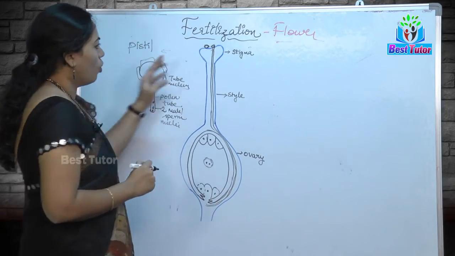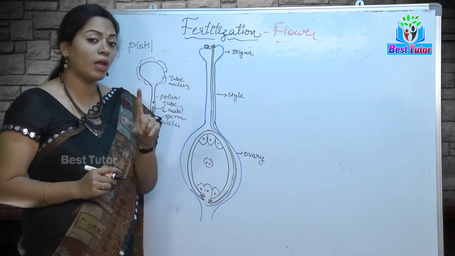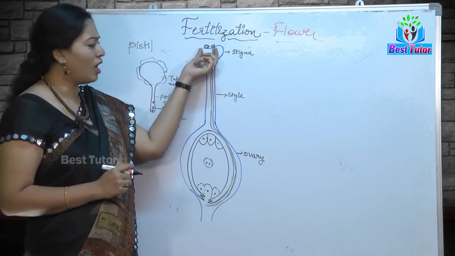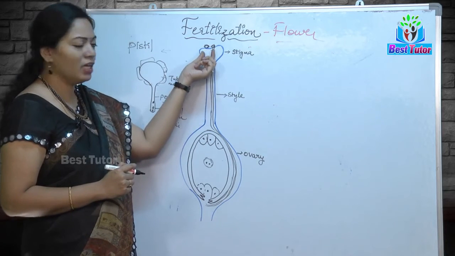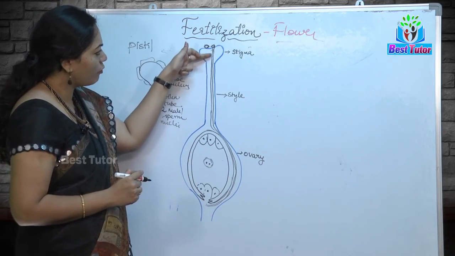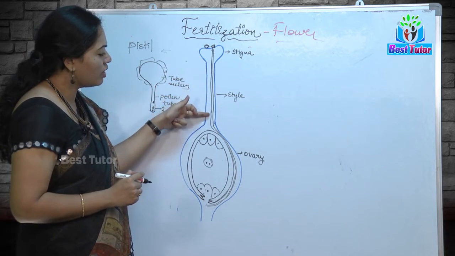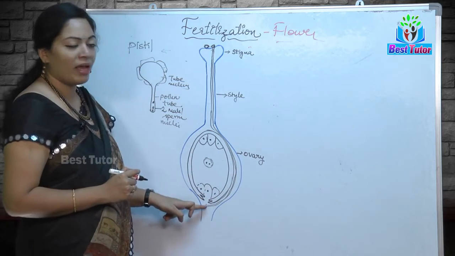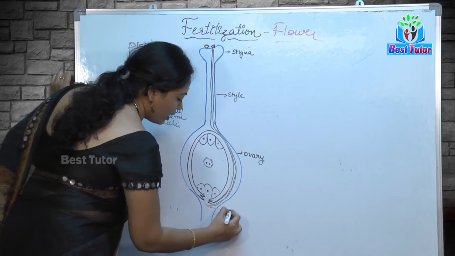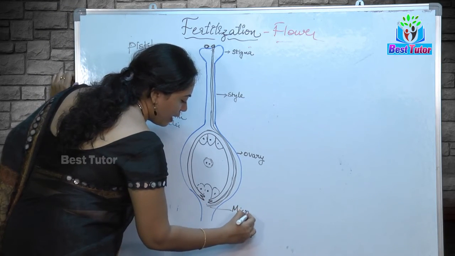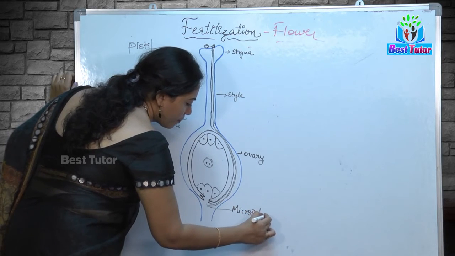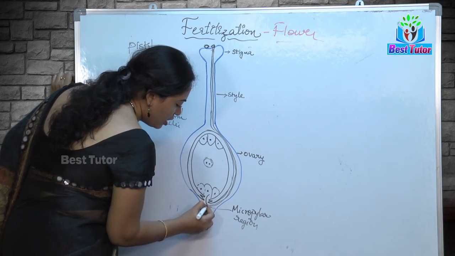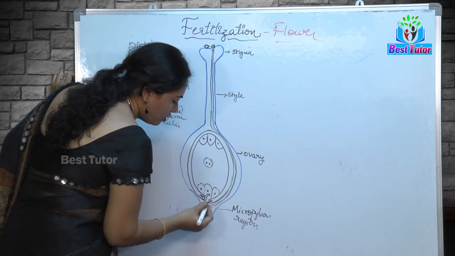Right. So, among all the pollen grains, one pollen grain will be very active enough to rupture the walls of the stigma and enter into the stigma, and slowly with the help of the pollen tube, the pollen grain will pass through the entire length of the style and slowly it reaches the micropylar end of the ovary. So, this is the micropylar end or micropylar region.